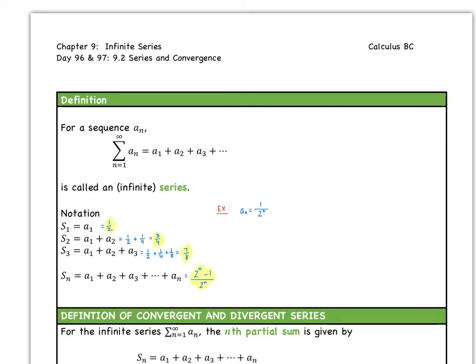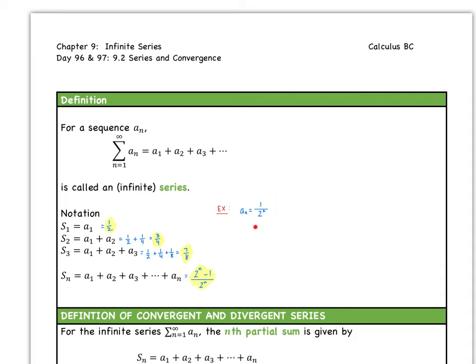So if we have a sequence a sub n, then this summation, when n goes from 1 to infinity, we're just adding up all of these terms in this sequence. This is called an infinite series, okay? So the way we would note it is S1, S2, S3, and what that represents is S1 is the sum of the first term. S2 is the sum of the first two terms. S3 is the sum of the first three terms. S sub n is the sum of the first n terms.